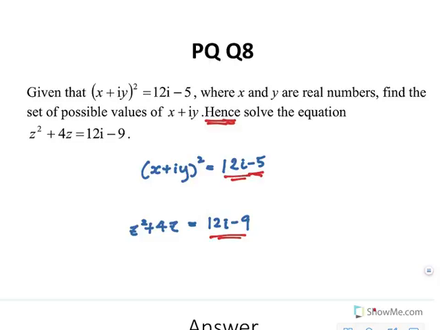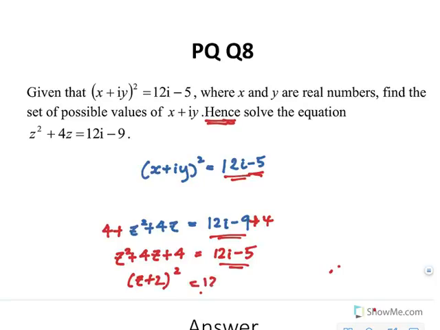Maybe I can add 4 to both sides. If I add 4 to both sides, what do I have? I get z² + 4z + 4 on the left, and on the right-hand side I have 12i − 5. Now the right-hand side looks similar. What about the left-hand side? Can I do something to make it look like a power of 2? I can factorize this. You have (z + 2)².